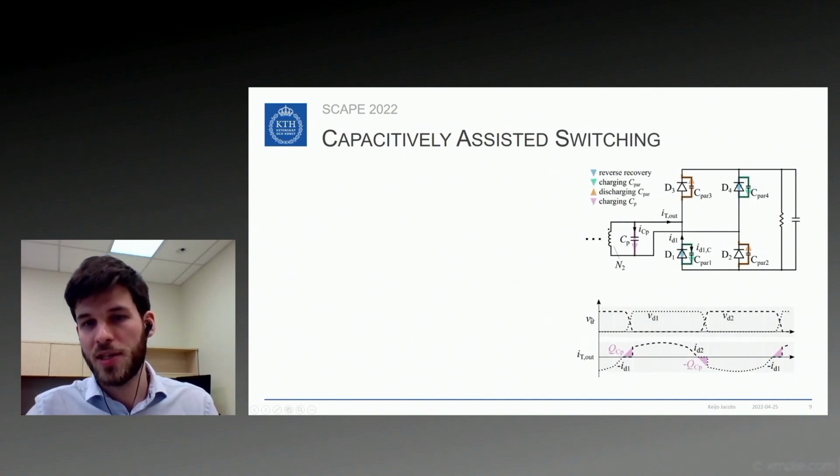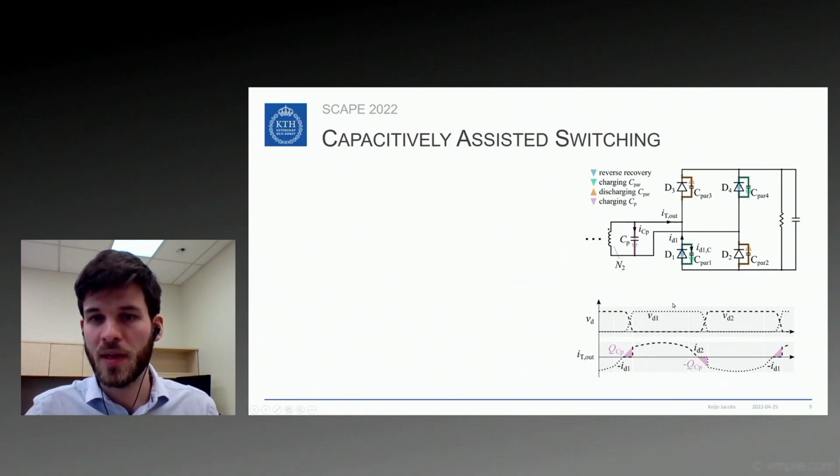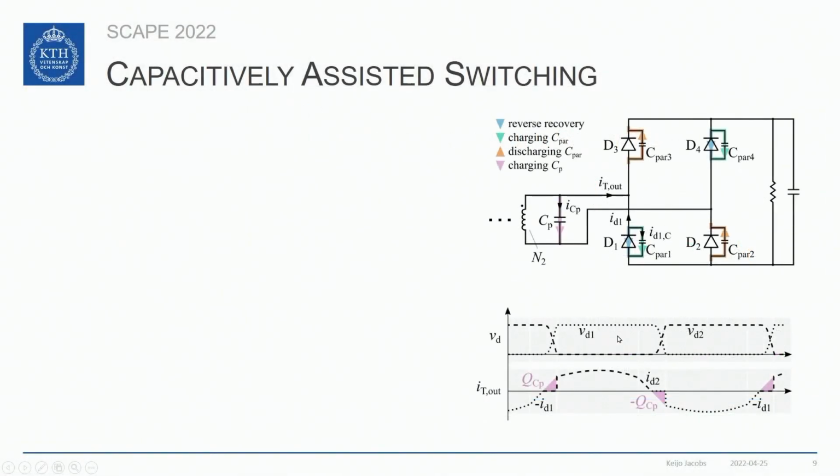Now for the rest of the presentation, let's only look at the diode rectifier and neglect the rest of the converter. And for the process of turning off the diodes, I have marked the different currents that occur in the diode rectifier in different colors here. For example, the reverse recovery is in blue through the ideal diodes. The charging and discharging of the parasitic capacitance of the diodes here is shown in green and orange. And the charging of the winding capacitance C_P is shown in purple.